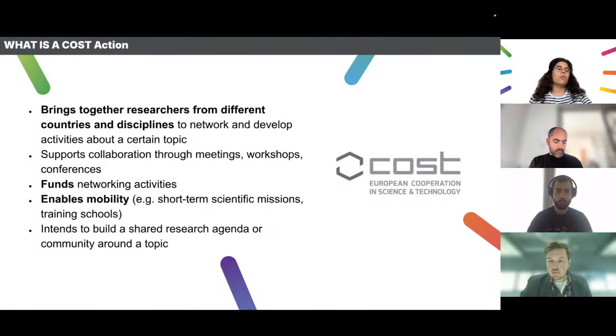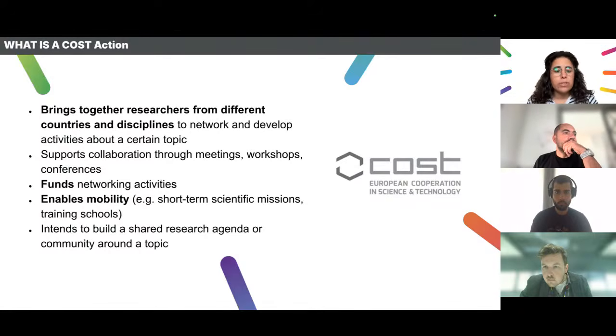So what is a COST Action, very briefly? COST Actions aim to bring researchers together from different countries and different disciplines to network around a certain topic. It has specific funds for networking activities, namely meetings, workshops, and conferences. It enables mobility, namely short-term scientific missions, participation in training schools, organization of conferences, and participation in third-party conferences, and it tends to build a shared research agenda or community around a certain topic.